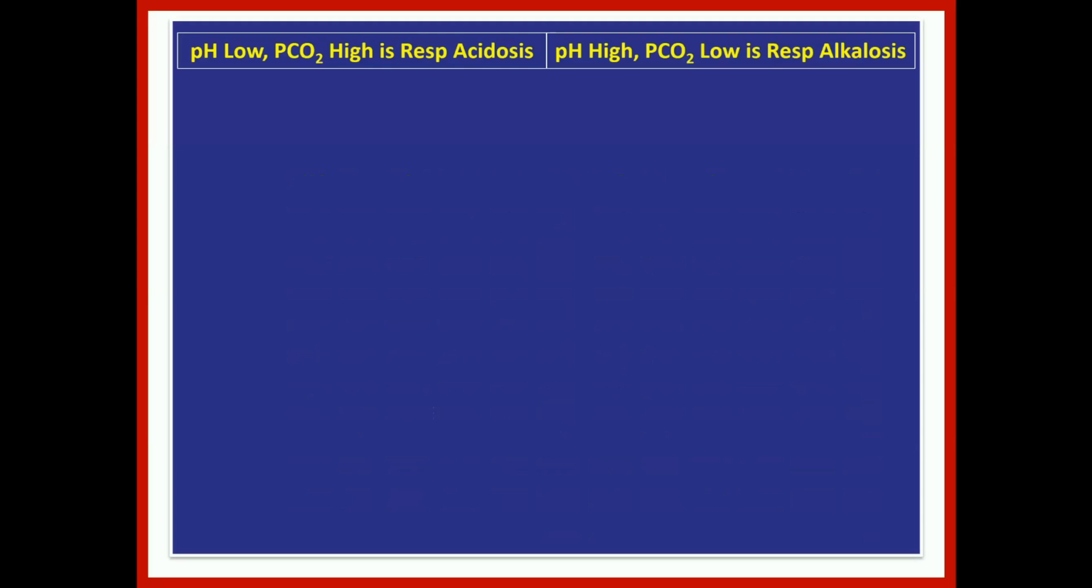What is written on the top here? pH is low, PCO2 is high. They are on the opposite side. Low pH tells me acidosis, PCO2 high means it is respiratory acidosis. I told you to start with respiratory acidosis, so we will work with that.